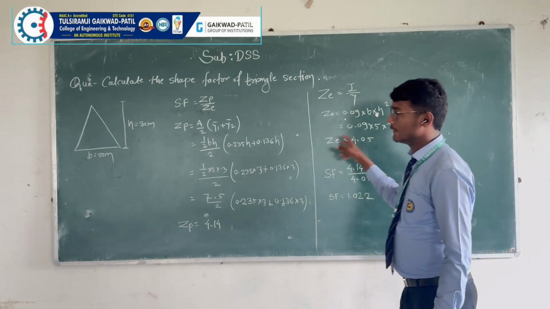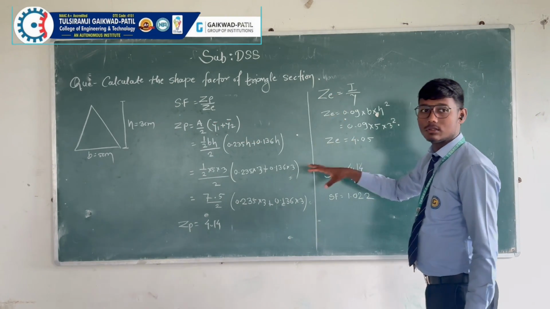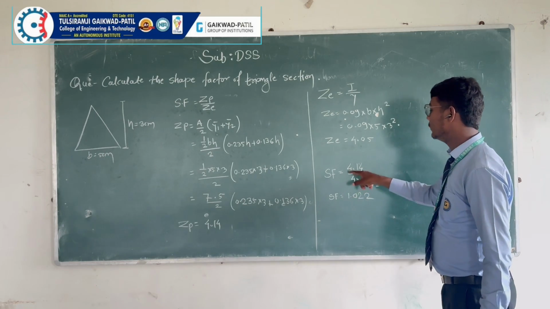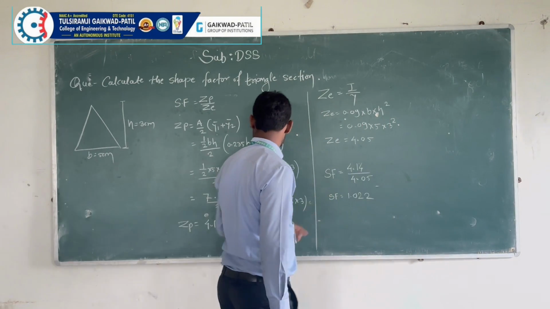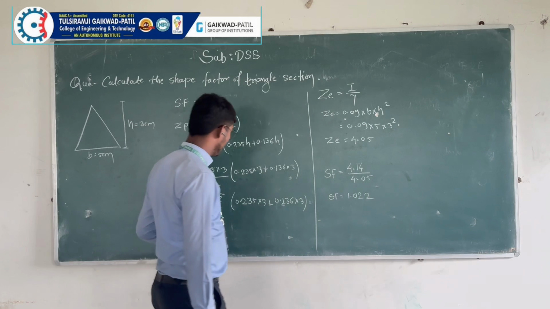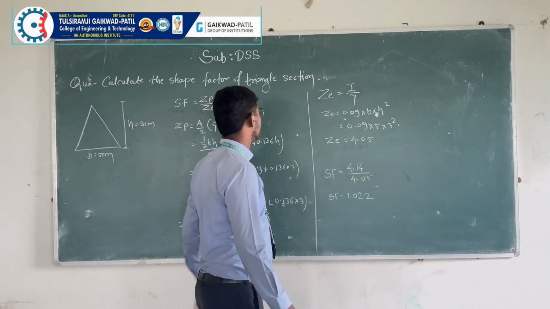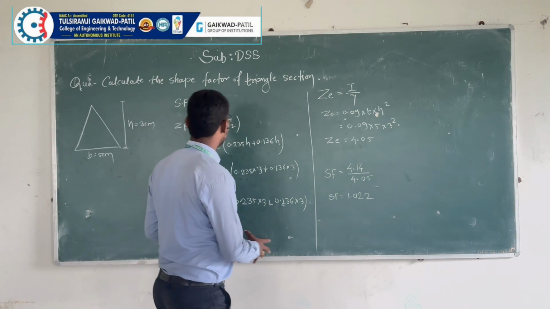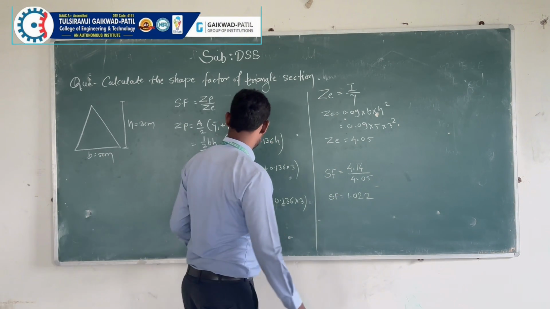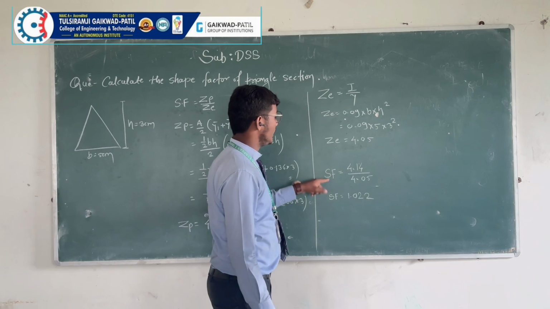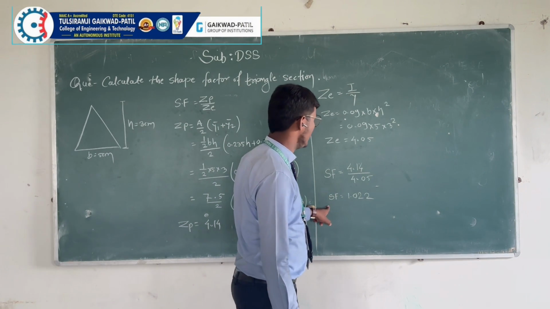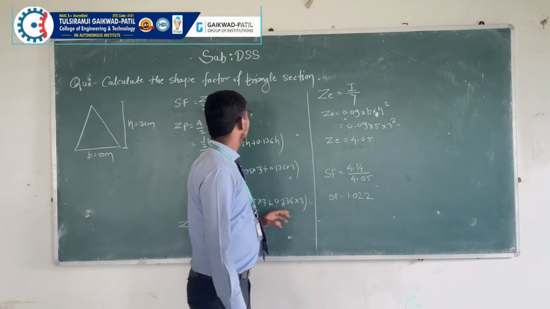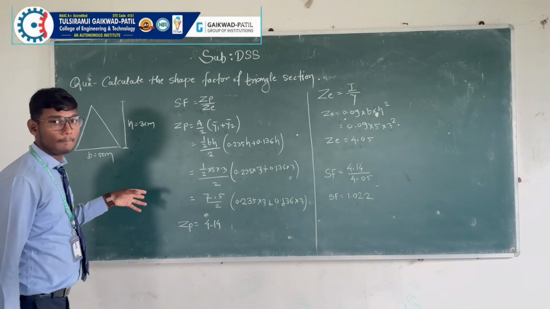We have the shape factor, SF. We have calculated two values for the SF. Ze is equal to 4.14, then Zp is equal to 4.05. We have calculated all the values, this is Zp and Ze. We have calculated the two values. This is the final answer: SF is equal to 1.022. We have the result of the shape factor.